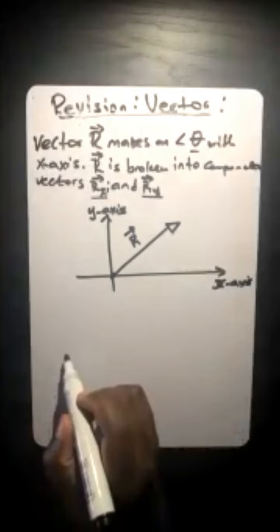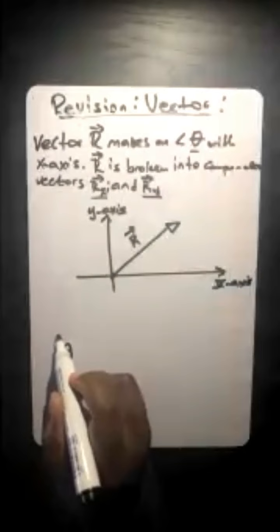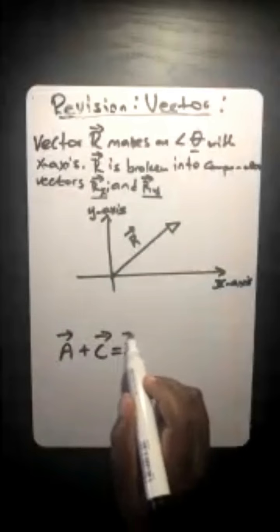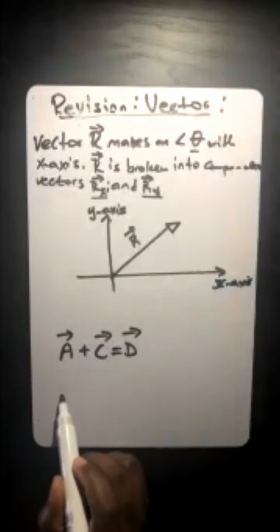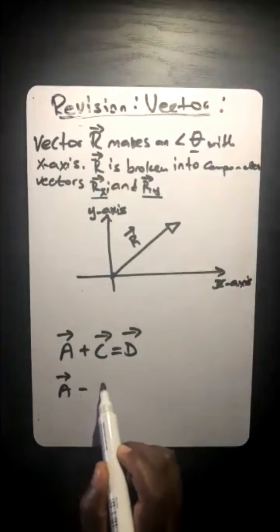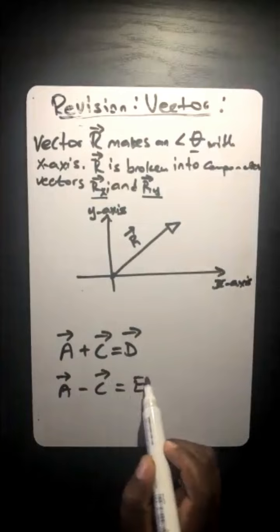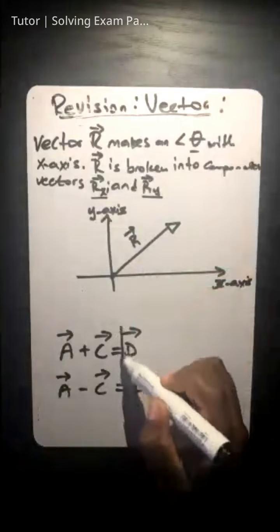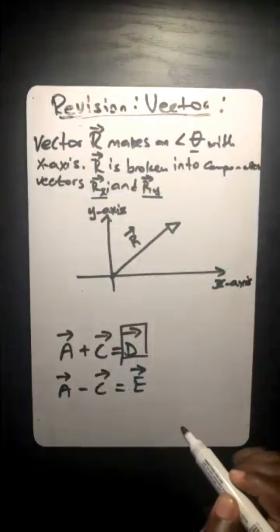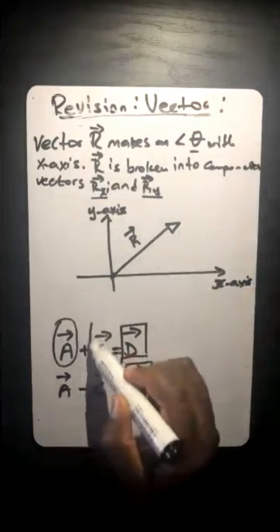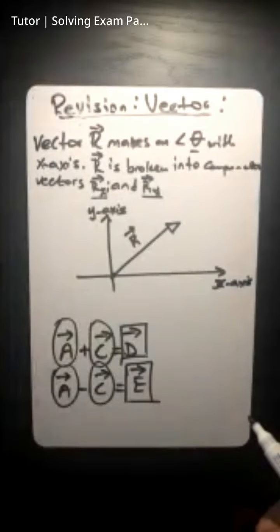Remember, from the previous example, we said vector A plus vector C can be represented by vector D. Let me just quickly check. We said vector A on subtraction, vector C can be represented by vector D. So this R is the same as that D, and again this R is the same as that E. So two of these are what we call the components.